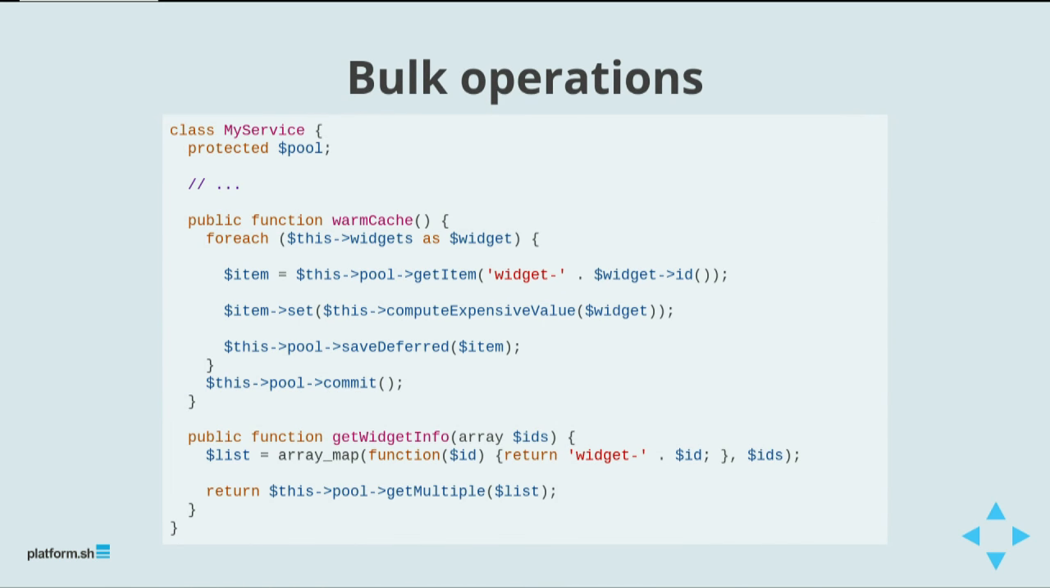It also supports bulk operations. This is primarily useful for cache warming, which we don't really do that much of in Drupal. But you can say, I want to pre-compute and cache 100 different values because they're only going to rarely change, and I don't want to have to generate them on a user request. So get an empty item for whatever that thing is going to be, figure out its value, and then save it deferred. Save deferred means save this at some point, when we call commit, or when we call save again on something else. As long as it gets saved eventually.